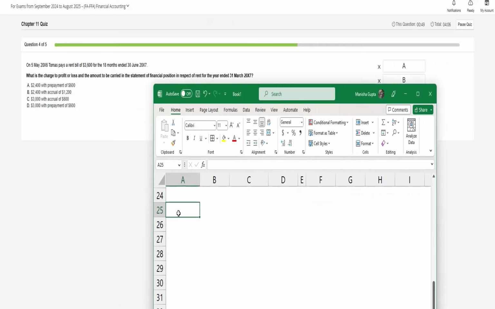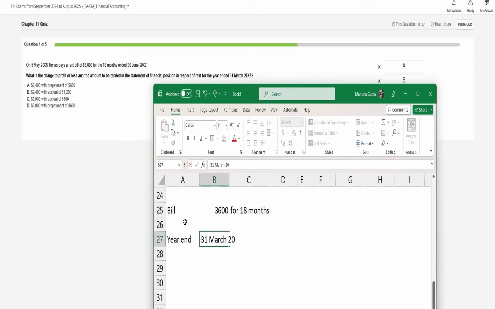Yes. So now, what is the bill amount? The bill amount was 3600. For how many months? For 18 months. Okay. So 18 months means the period ends 30 June 20X7. So what will be the start? Let it be for now, I will come to this in a while. So what is our year end? Our year end is 31st March 20X7.